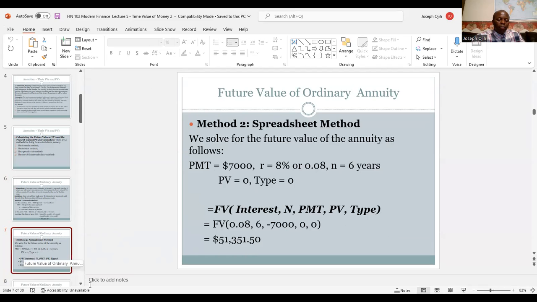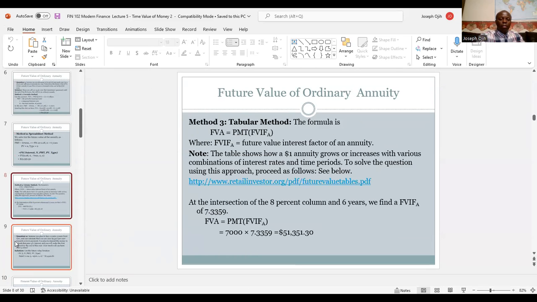Now, when you use the tabular method, the formula becomes FVA, that is the future value of the annuity, equals the payment times the future value interest factor for annuity. This part represents how a $1 annuity grows with various interest rates and time periods. So for this, you choose the intersection between 8% and the 6-year period to get this part. Then multiply the two to get your answer.